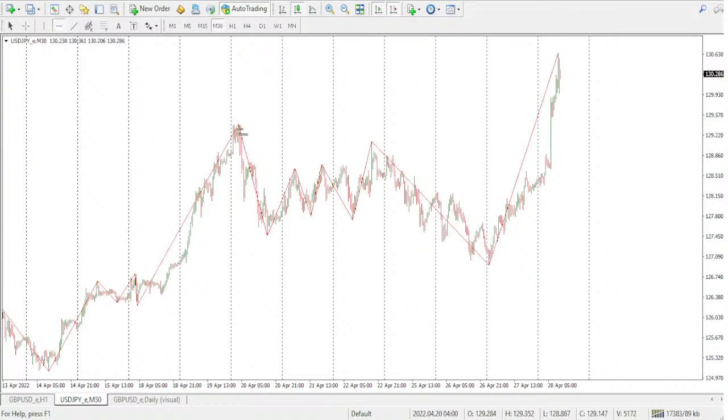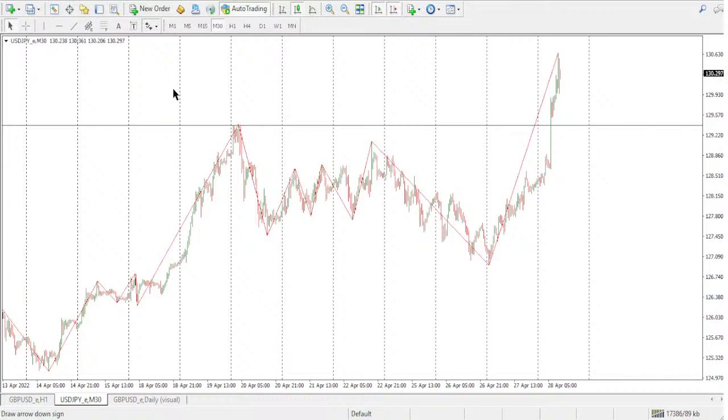So we have a resistance here. This was on the 20th of April. We had a resistance there. Earlier today, the price actually broke above the same resistance.